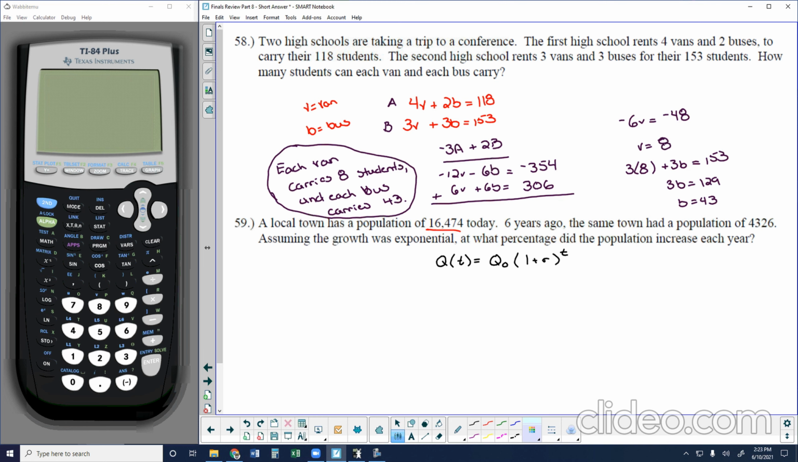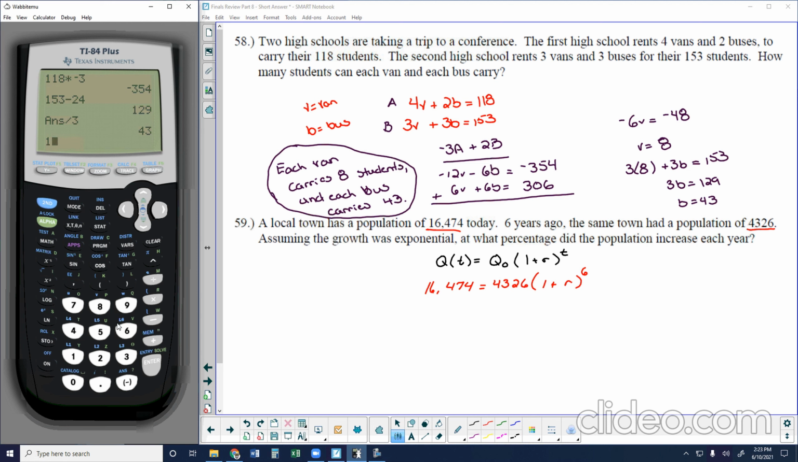So what we know is that the population today, which would be the quantity over time, is 16,474. We also know the initial population was 4,326. We're not given the rate, and that's what we want to discover, but we are given that the length of time from our initial population of 4,326 is 6 years. So what we want to do here is solve for r.